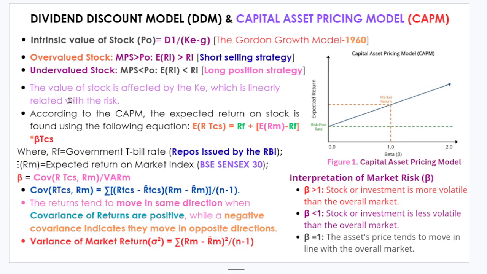So that is the point: the value of the stock is affected by K, which is linearly related to the risks. Capital asset pricing model: the expected return on the stock is found by using the following equation, as I discussed earlier. If you are going to find the required rate of return on TCS, Tata Consultancy Services, you would be using the same equation here, right? RF plus beta times (ERM minus RF).